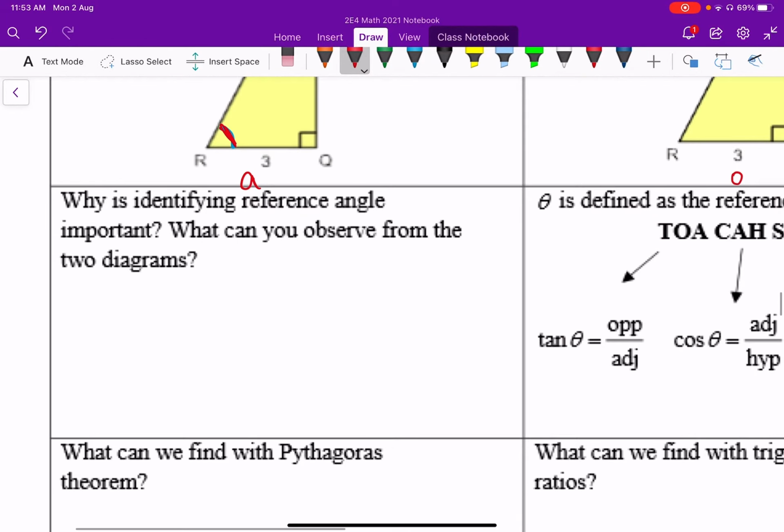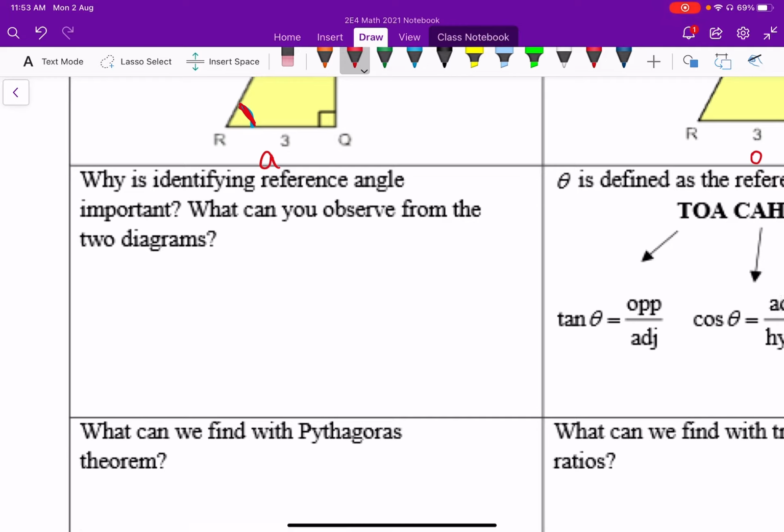So here, why is identifying the reference angle important based on what you learned above? It's basically a repeat of what I mentioned. Okay, can you copy down? It affects the position of adjacent and opposite sides.